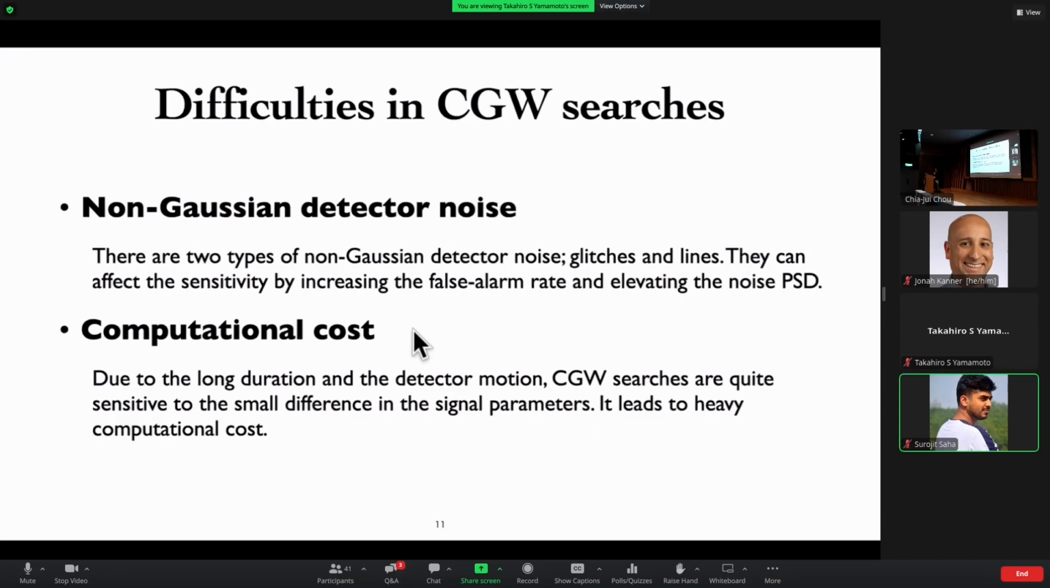And the second difficulty is computational cost. As I said, we need to accumulate very long strain data to detect continuous waves. Continuous wave searches are quite sensitive to small differences in signal parameters, and this causes a heavy computational cost.